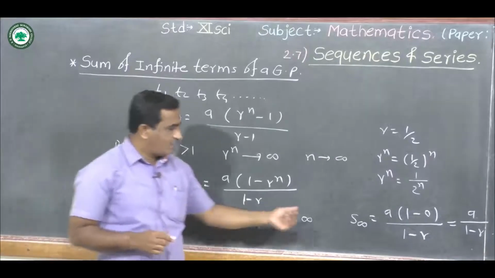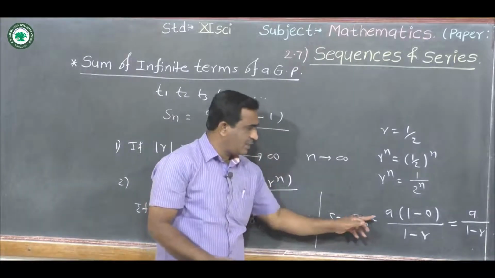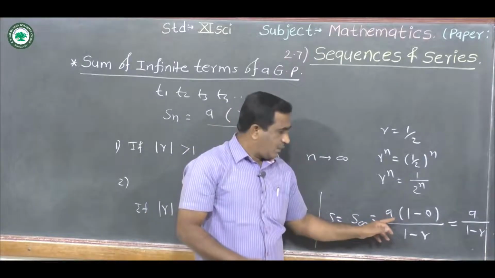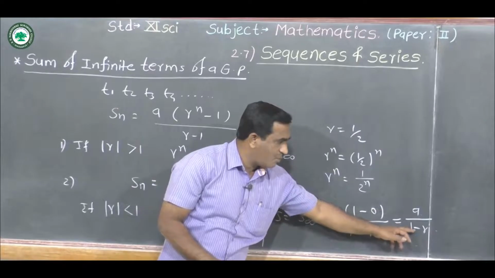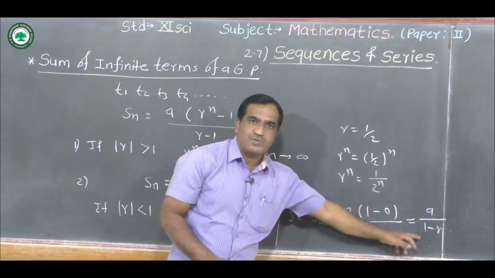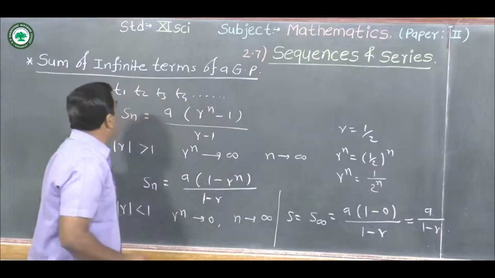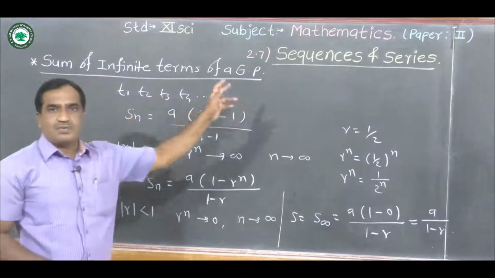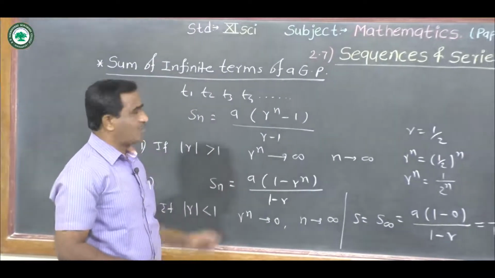Okay, using this formula, S equal to S infinity equal to a into 1 minus 0 upon 1 minus r, means equal to a upon 1 minus r. That is, S equal to S infinity equal to a upon 1 minus r. This is the formula for finding the sum of infinite terms of a geometric progression. Okay. Now we take examples based on it.